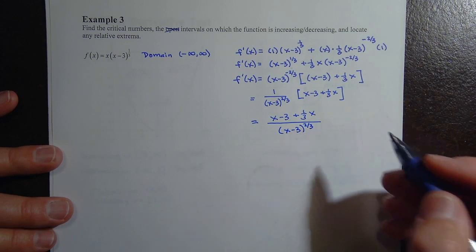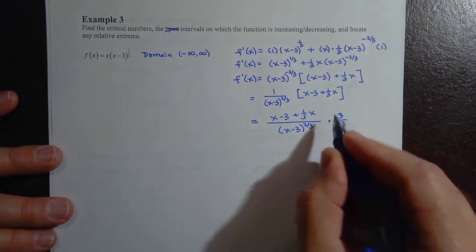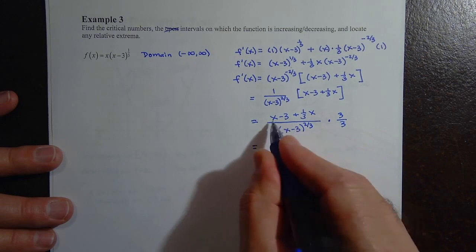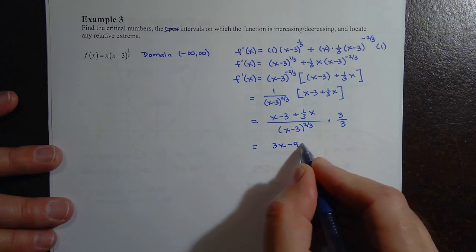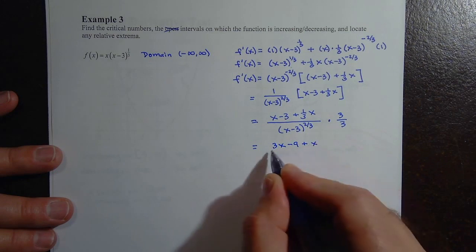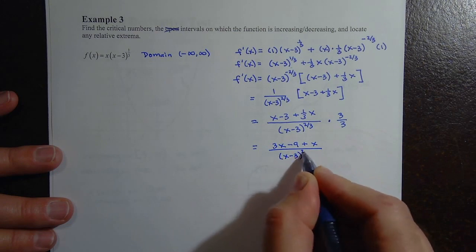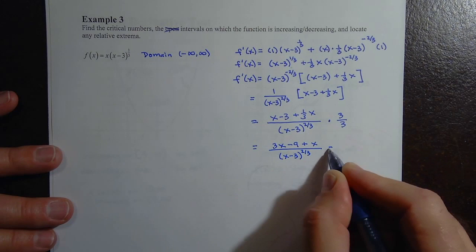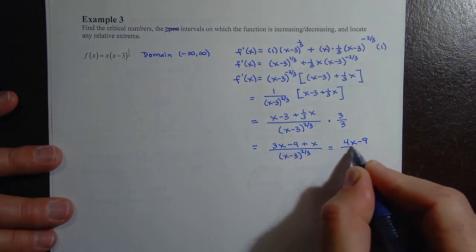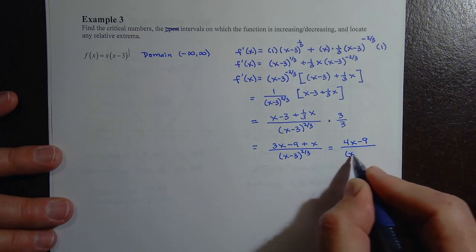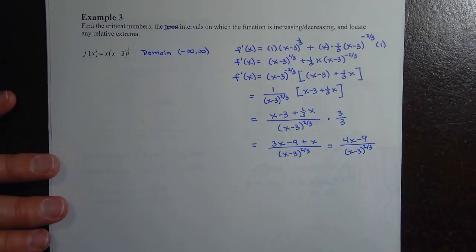Now we have a complex fraction, so I'm going to multiply by 3 over 3. We would be left with 3x minus 9 plus x over (x minus 3) to the 2/3 power. So this becomes 4x minus 9 over (x minus 3) to the 2/3 power. That's my derivative right there.